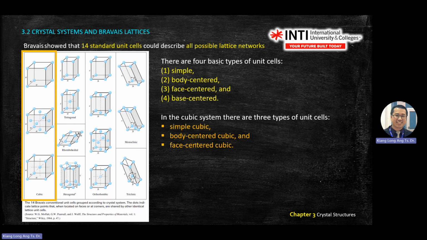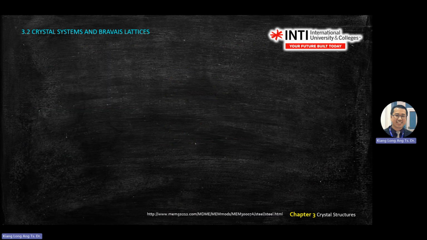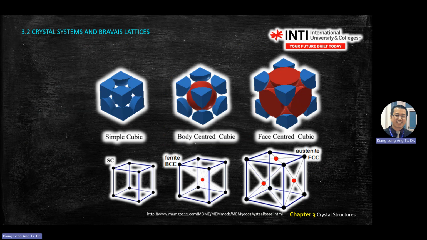Okay, the body centered means something in the center of the cube. Face centered means something at the face. Base centered means something at the base. Okay, so for the cube system, we will have these two. This is a simple cubic. We call it simple cubic. Body centered and face centered. So this is what you're going to learn in this chapter.